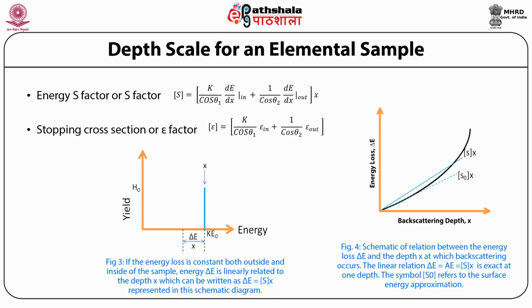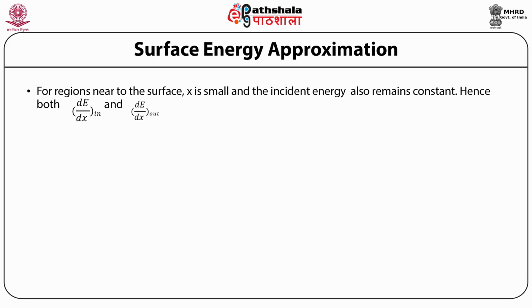It is clear from the graph that it is not exactly linear. Figure 4 is the schematic relation between the energy loss ΔE and the depth x at which backscattering occurs, and the relation ΔE = S times x is exact at one depth. The symbol S0 refers to the surface energy approximation, the approximation to S and epsilon.